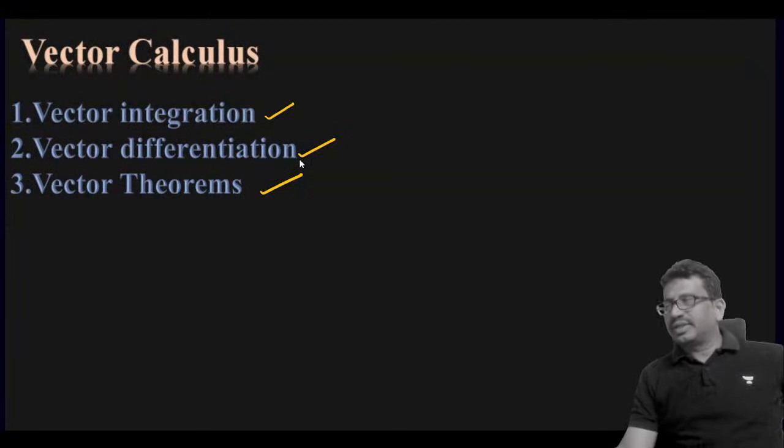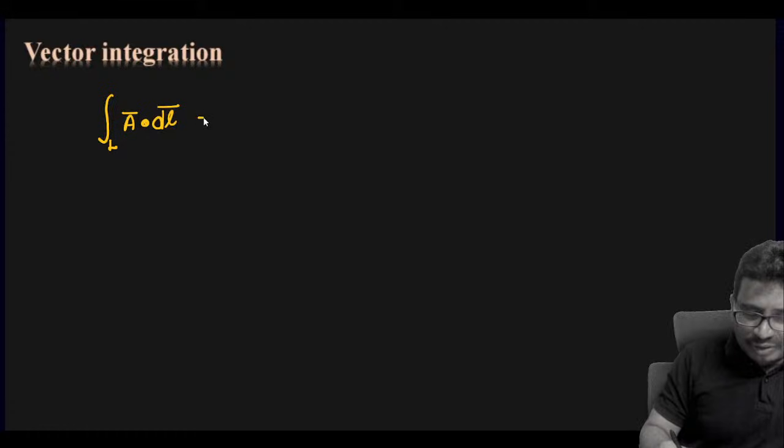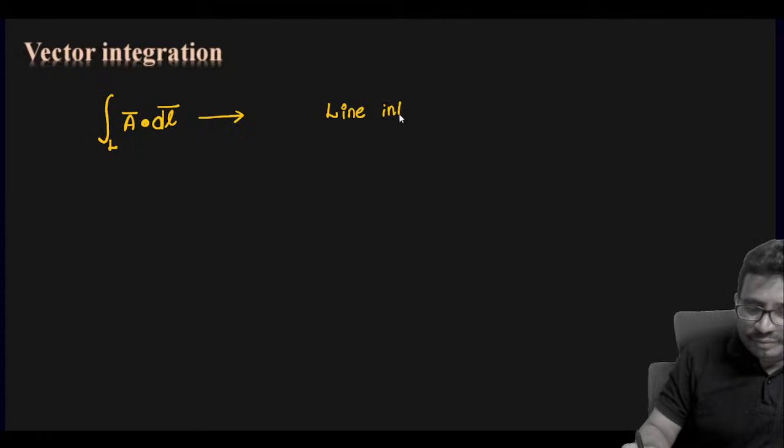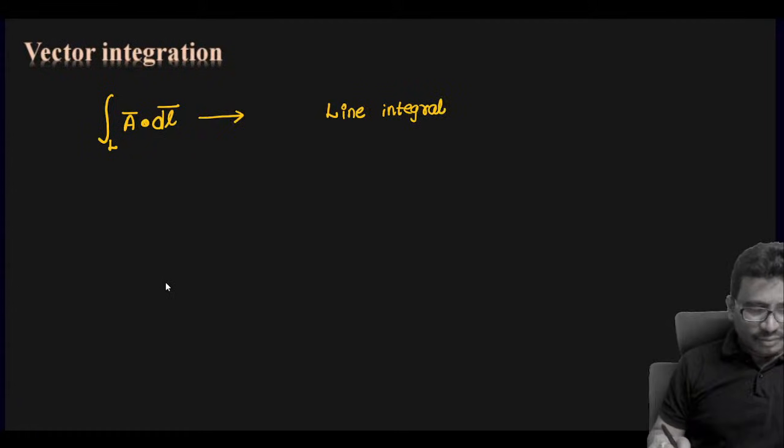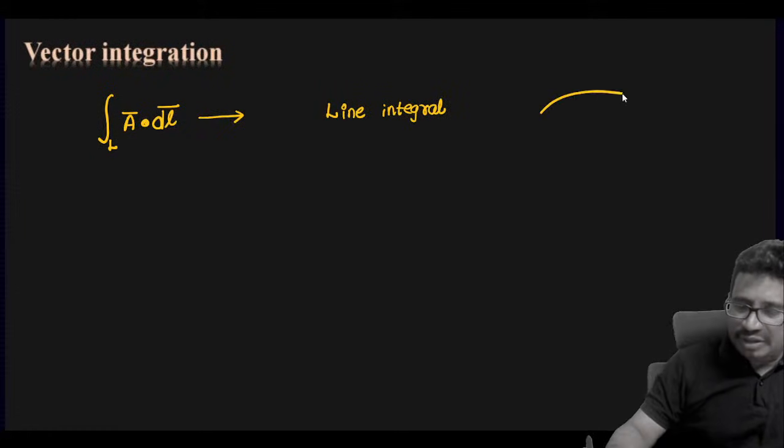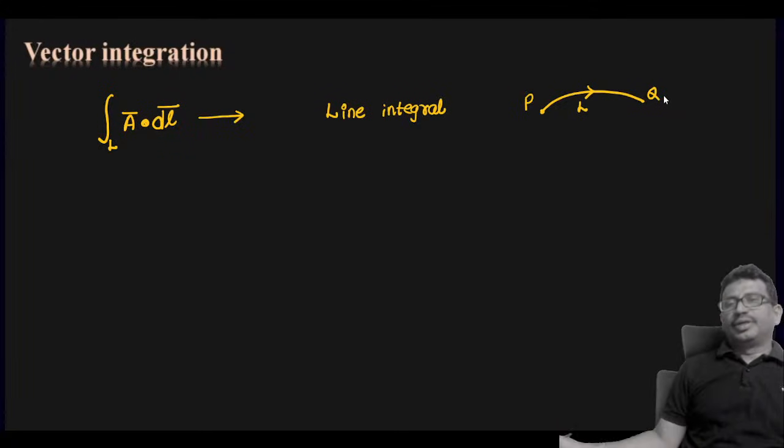First we'll talk about vector integrations. If we have the integral of A bar dot dl, what can we call this? This is called a line integral. Line integral means we are finding the integration of one parameter from here to here along a line, say moving from point P to Q.